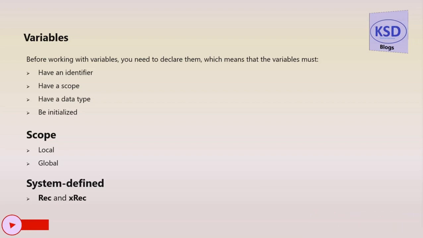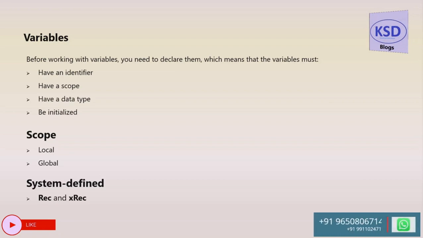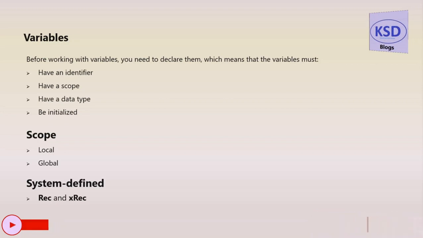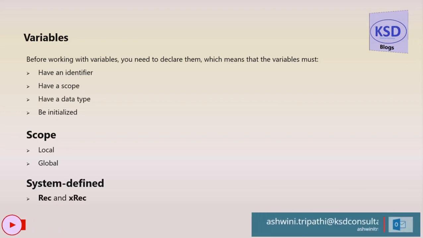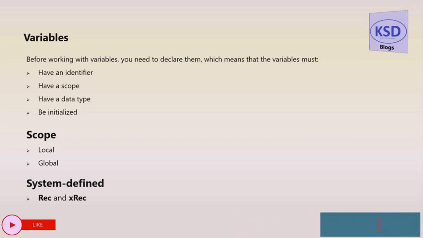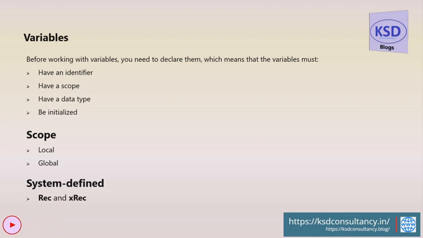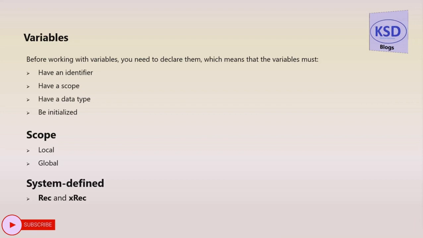Then when you are defining the variable, you will also have to define its data type. Means what sort of data you are going to store in that variable, because every data type requires a different amount of memory, or you can say a different size of memory. So when you are defining a number, a decimal value, or text, every variable will have a different size. You need to define the data type so that the system can understand how much memory it should allocate to this variable.